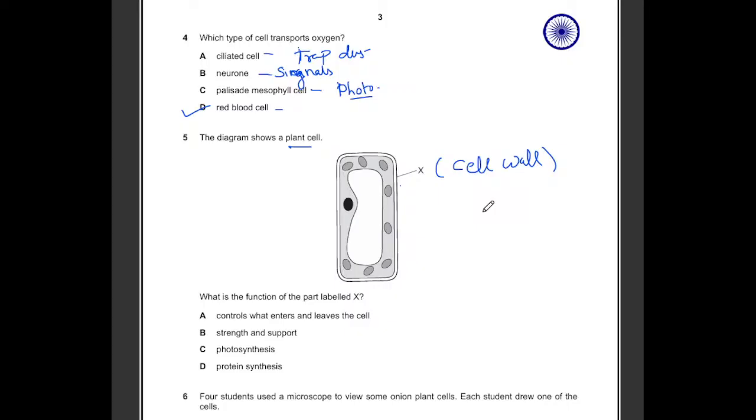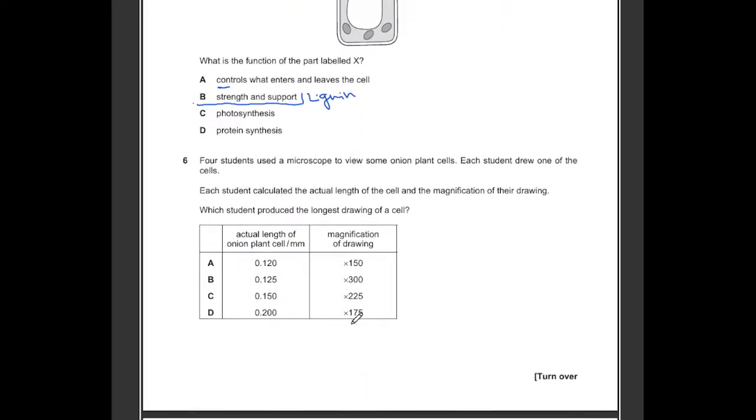Okay, the function of the cell wall is... Does it control? No, it's a membrane. Very good. Photosynthesis? No. Protein synthesis? No. Cell wall helps in giving strength and support because they are made up of lignin. Okay, so lignin is present, which helps in the strength and support for the plant cell. So B is the correct answer here.